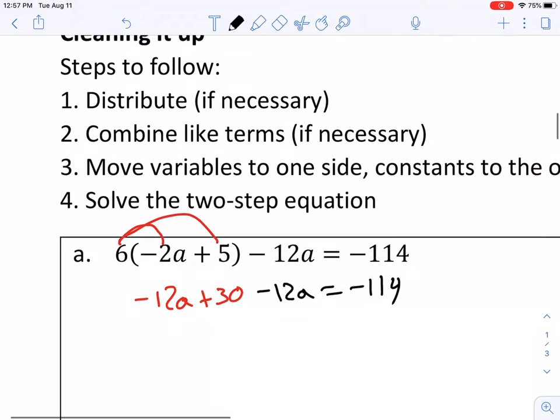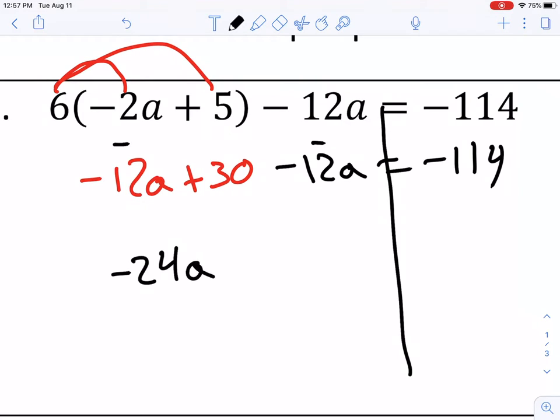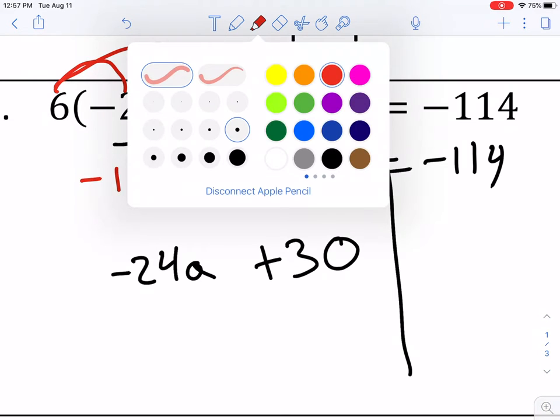My next step is to combine any like terms. And those are like terms on the same side of the equal sign. So I can't combine 30 and 114 because they're on different sides of my equal sign. I cannot put this with this. But I can put negative 12a and negative 12a together. And when I combine them, the signs are the same. This is a negative and a negative, which means I will add them and keep the sign. Negative 24a plus 30.